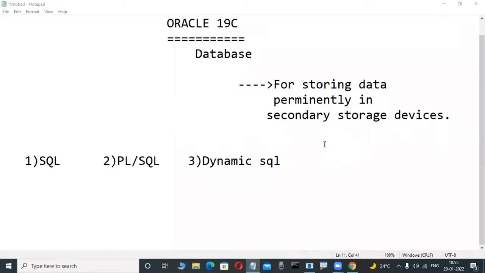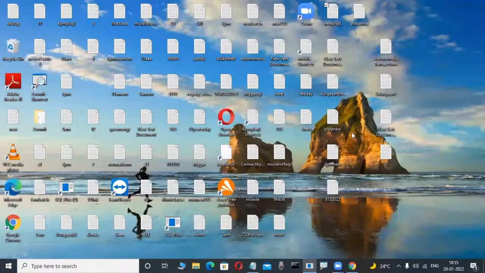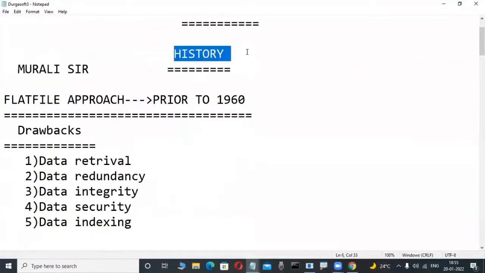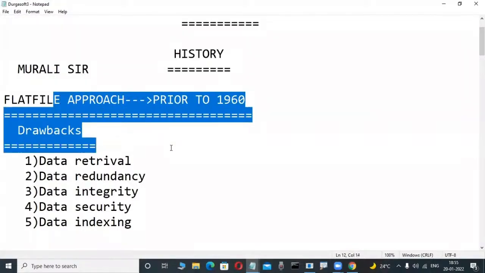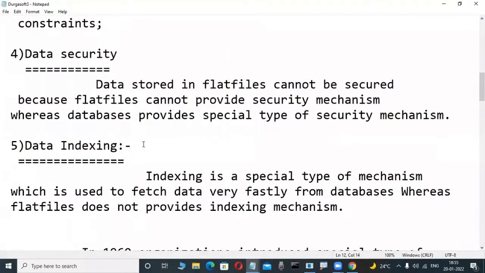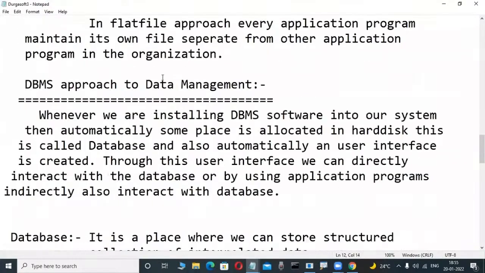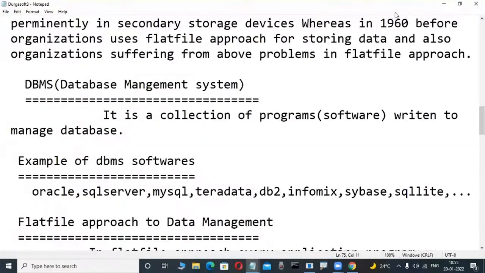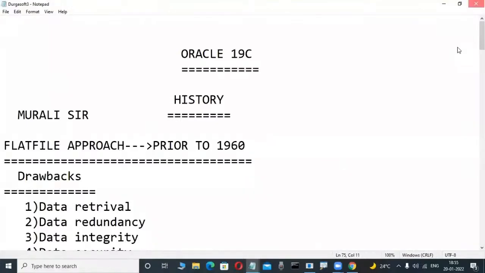In this course, we are covering SQL, PL/SQL, and dynamic SQL along with this. One of these days we are also telling the history, not Murali Sir's history, the history of databases. In olden days the flat file approach was there, and what the drawbacks are, we learn in the middle of the course. Then what a database is, and what the differences between DBMS and RDBMS are. We learn these things in those days.